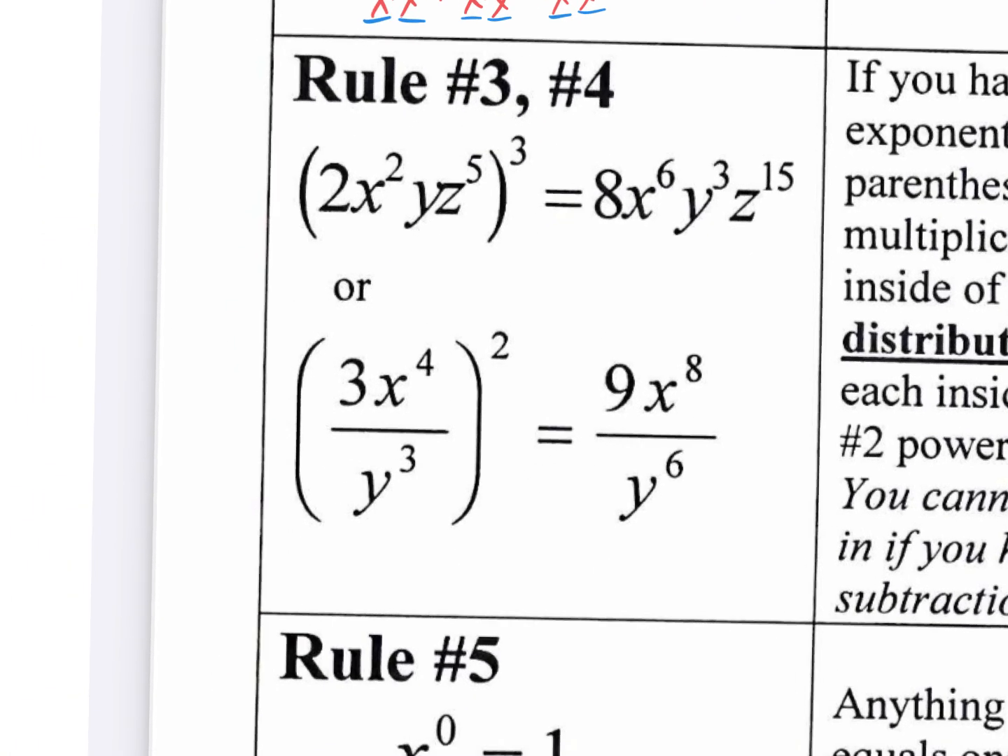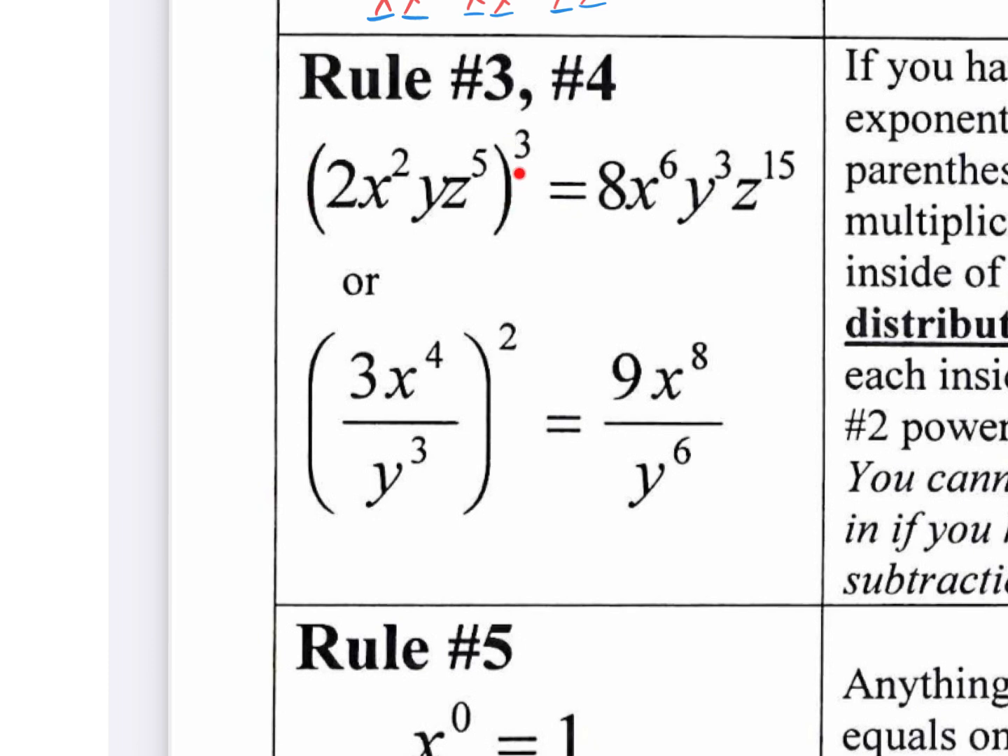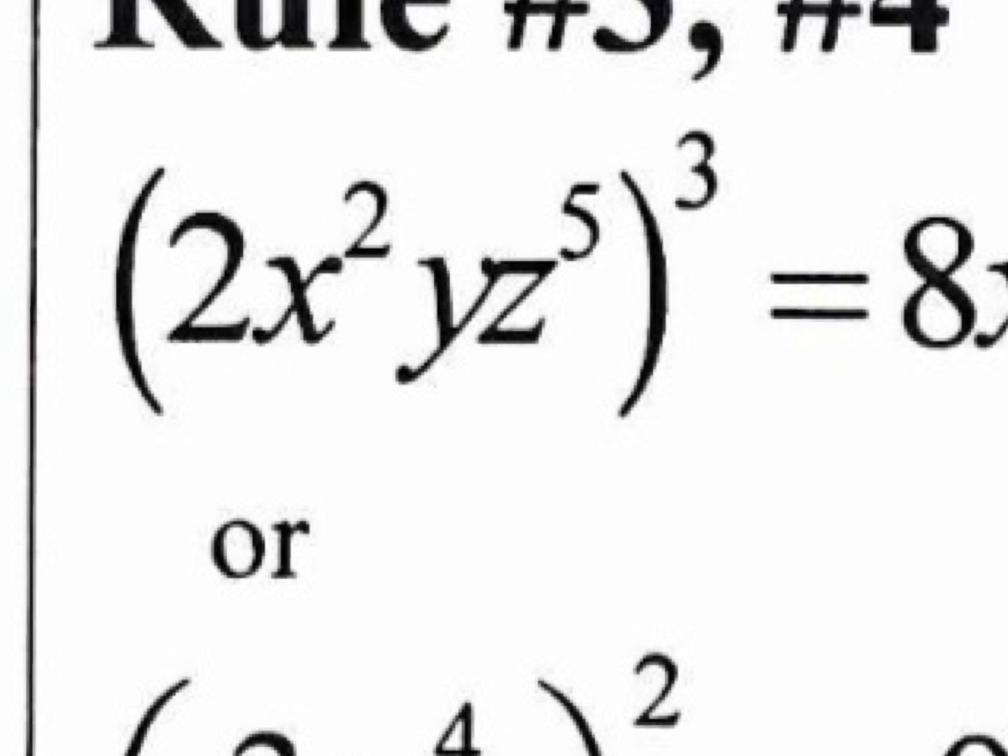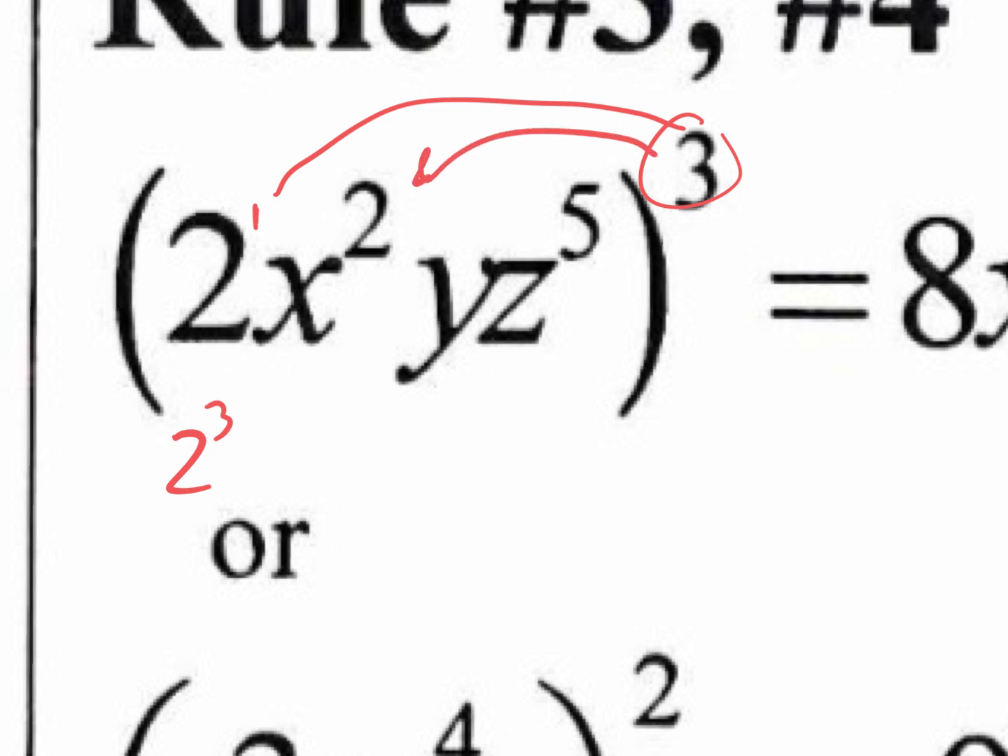Rule 3 and 4, anything that has parentheses with an exponent on the outside, you need to distribute that outside exponent to each inside exponent. And remember that a power to a power you multiply. So right here, you're going to take this power of 3 and distribute it to the invisible power of 1. And you multiply, power to a power multiply. So when you say 1 times 3, you get 3. So you really have 2 to the 3rd. And then 3 on the 2, power to a power multiply. 2 times 3 is 6. 3 on the invisible 1 on the y, that's going to be y to the 3rd. 3 on the 5, power to a power multiply, z to the 15th.